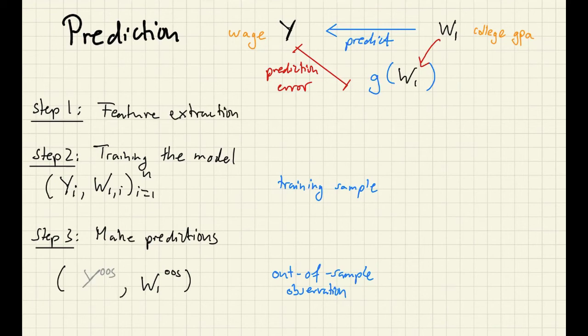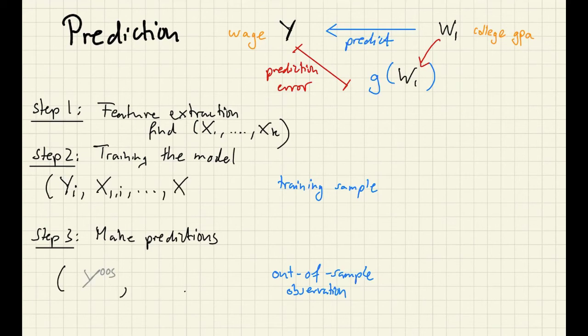So we find transformations x1 up to xk. And then in the subsequent steps, we actually don't have to think about w. Instead, we're thinking about x's. And now we're back in the setting with a y and lots of x's. But we have some framework to think about where they come from.